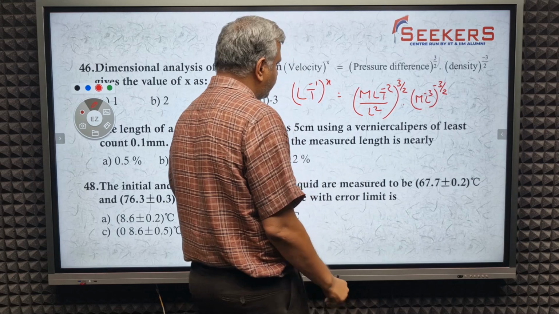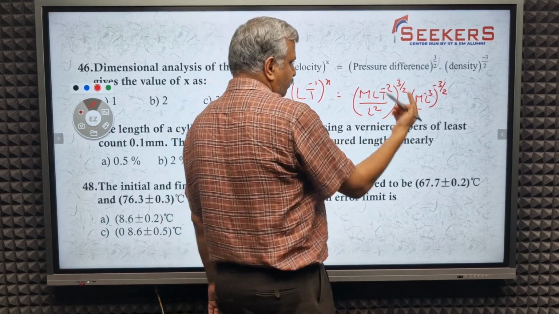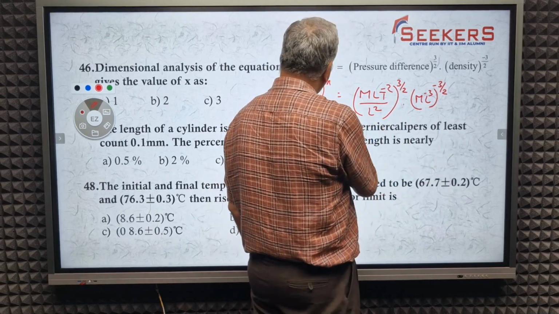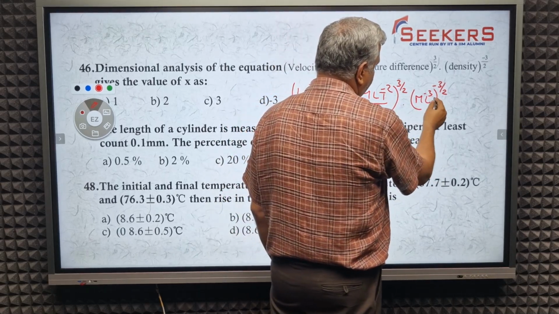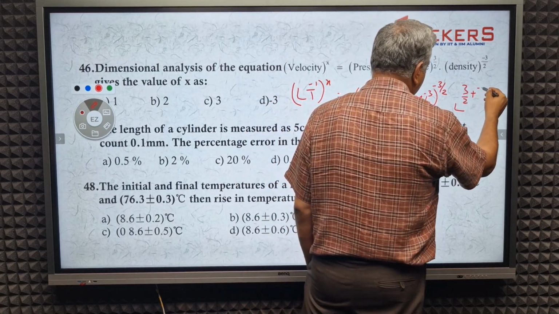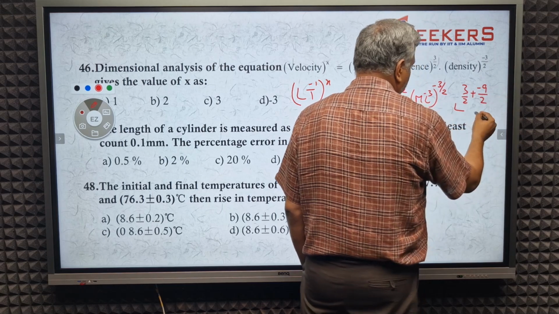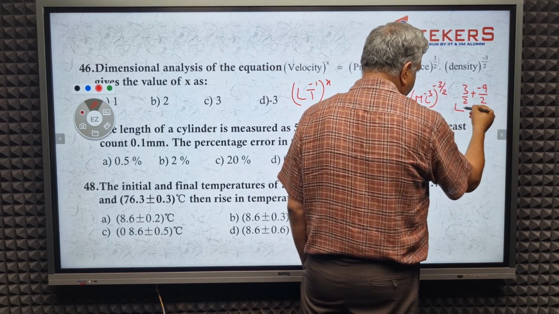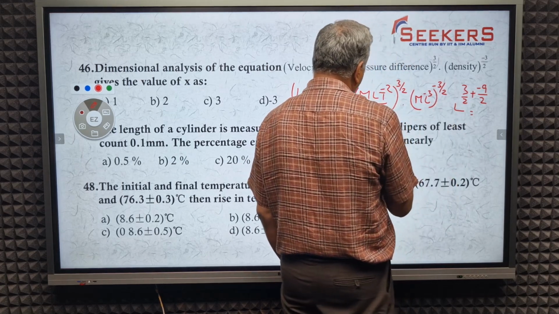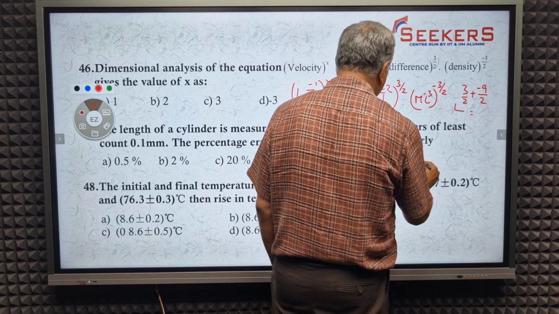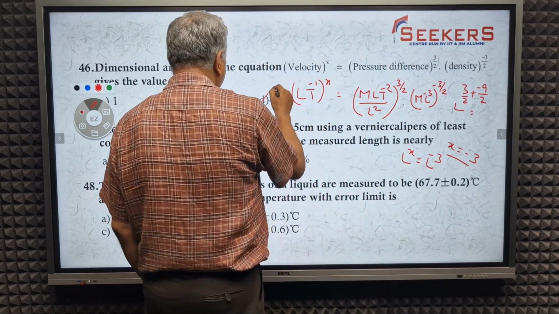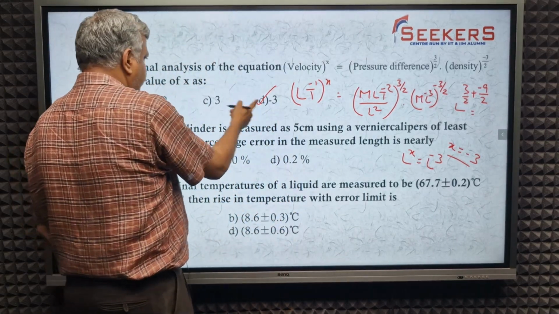So when I simplify this, I know that M is 0 here. So there is no point working with M. Now we should just work with L. So here L power 3 by 2, the dimensions of L will be 3 by 2 plus minus 9 by 2. So that will make it 6 by 2, that will make it minus 3. So L power minus 3. So L power x is equal to L power minus 3. So x should be equal to minus 3. So negative 3 is the answer. A, B, C, D, correct.